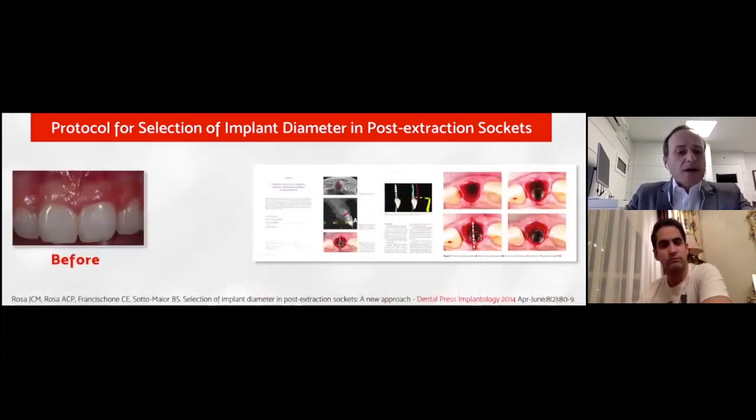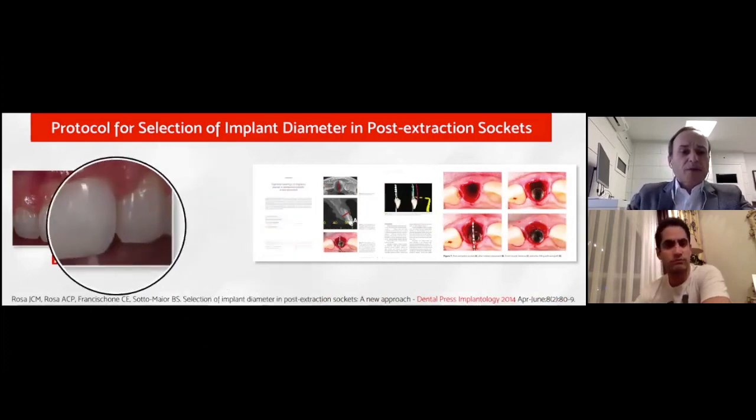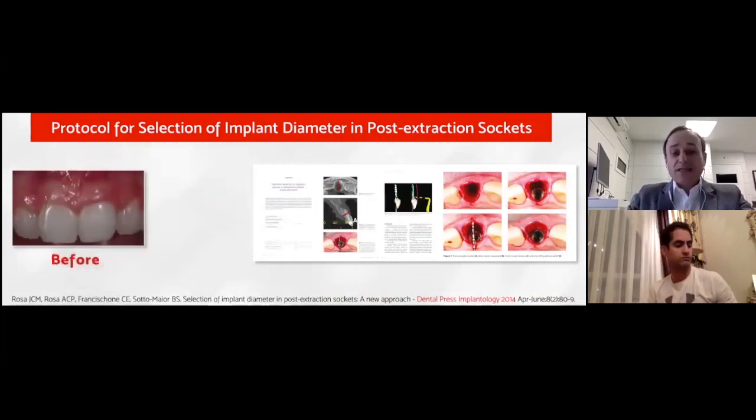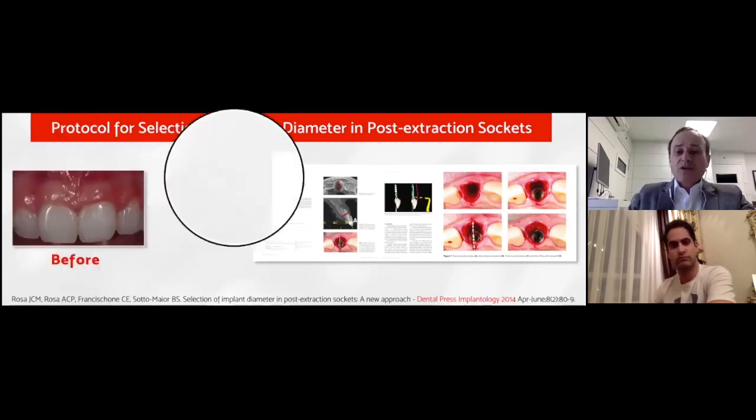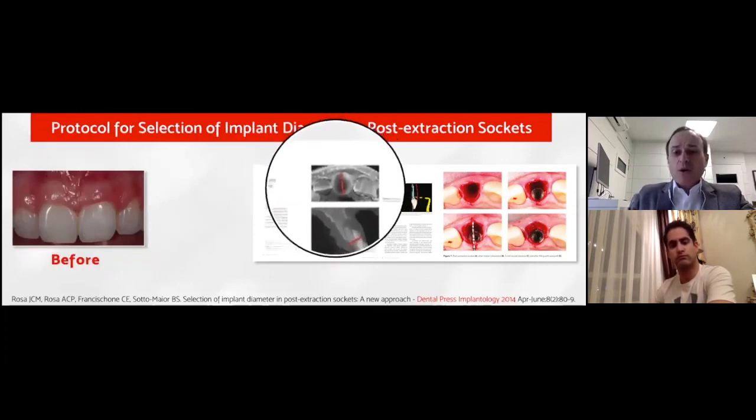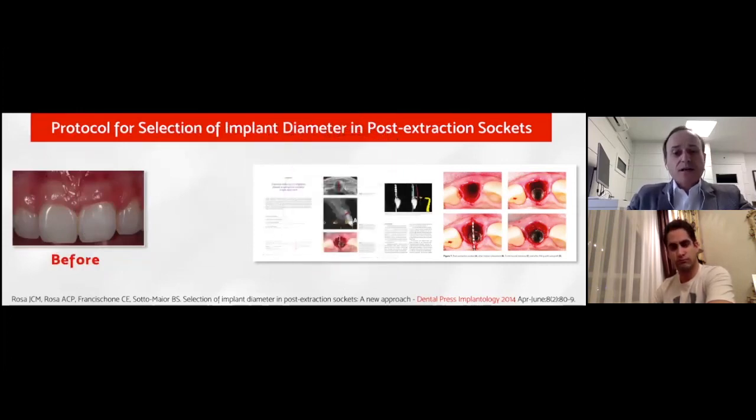Here you can see this patient had a problem in the left central incisor, and we have to replace this left central incisor. This is a young woman, very demanding about aesthetics. And this is the article that was published in 2014. This is the first article in the international literature that guides you in order to select the implant diameter in the anterior zone, always expecting a gap around 3 millimeters. And we can use as a reference a stone cast or a soft tissue CBCT scan, as you can see here. You may have more information reading this article.